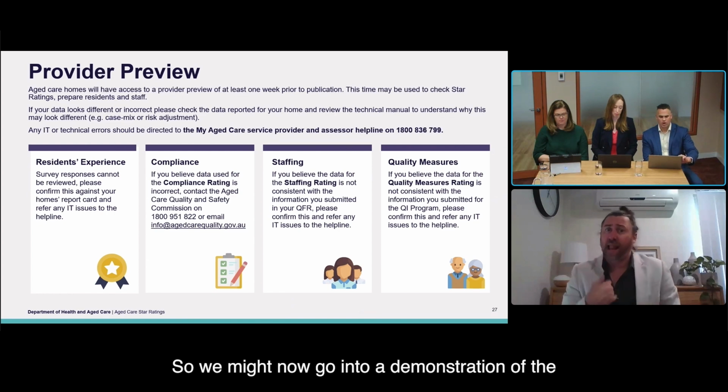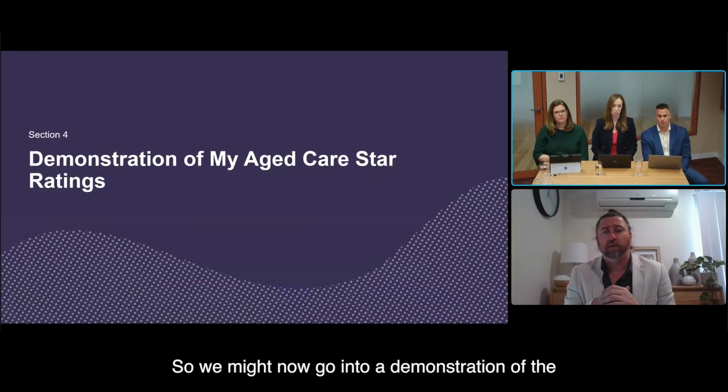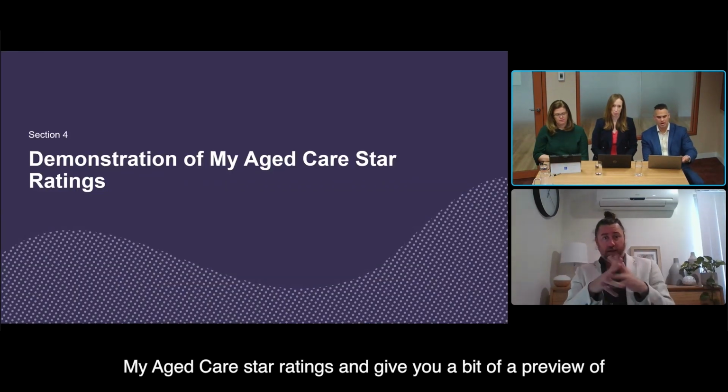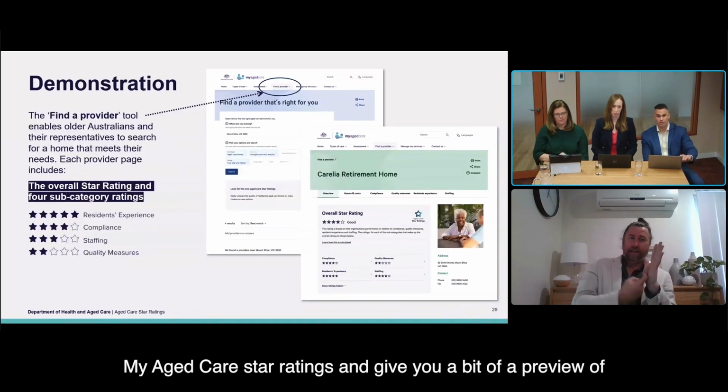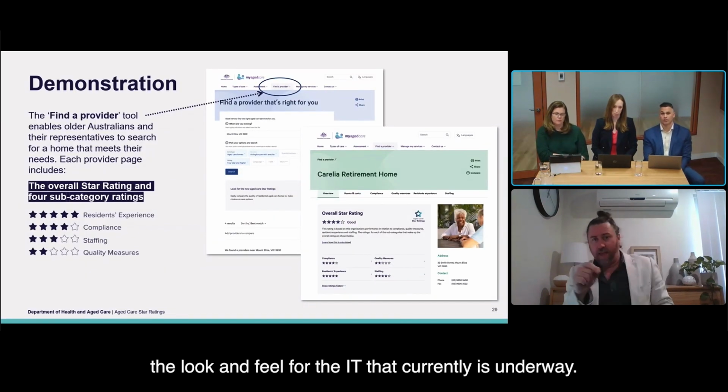So we might now go into a demonstration of the My Aged Care star ratings and give you a bit of a preview of the look and feel for the IT that currently is underway.